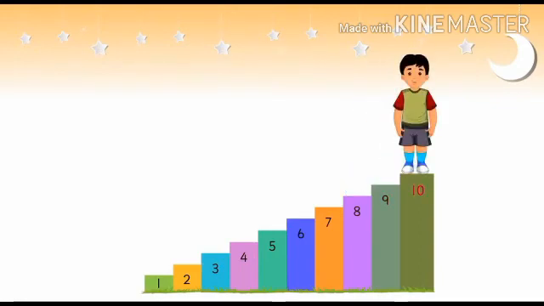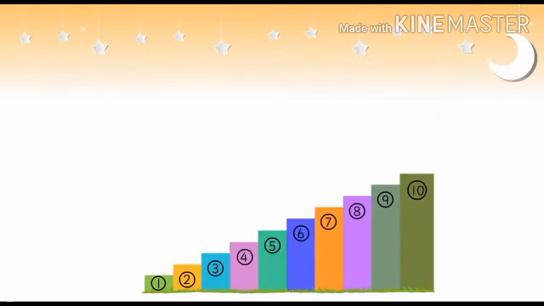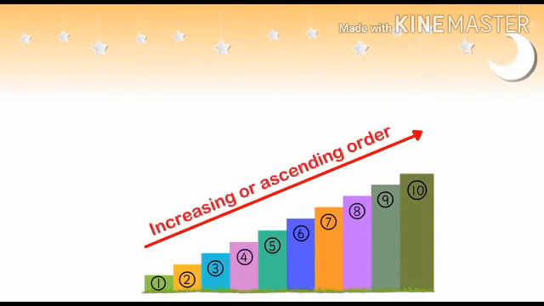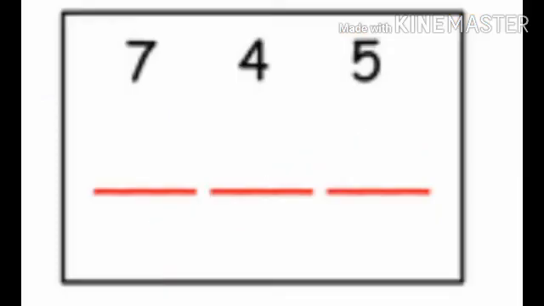Did you observe that as he climbs up each step, he is ascending, or moving to a greater number than the previous number? Thus, we say that when the numbers are arranged from the smallest to the greatest, they are in the increasing or ascending order. Here is a question that has three numbers: 7, 4 and 5.